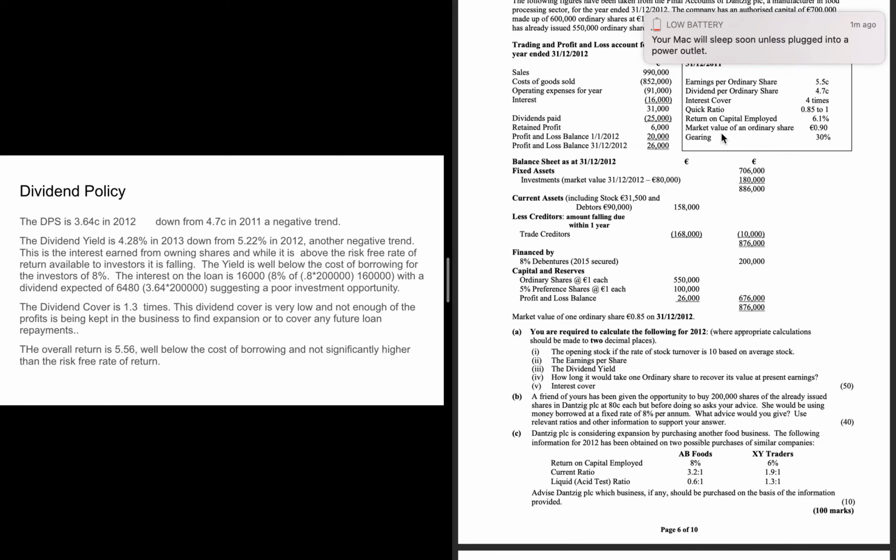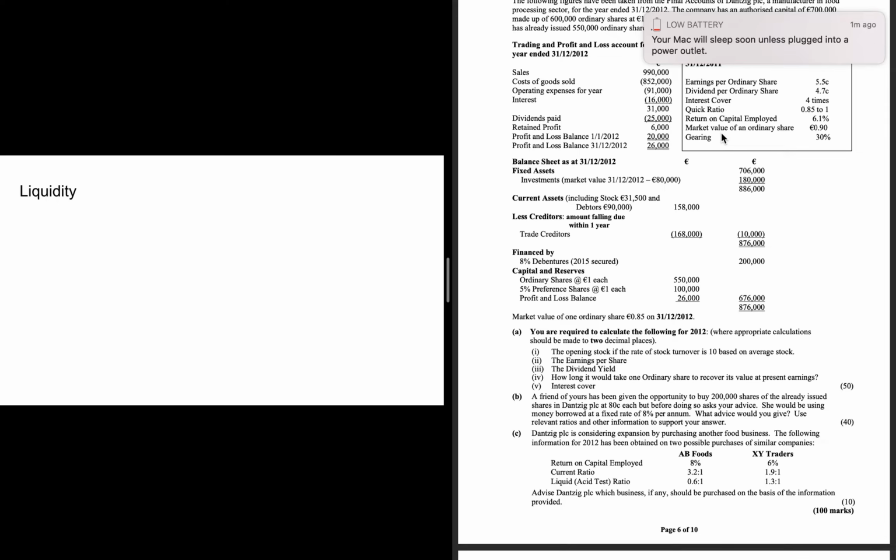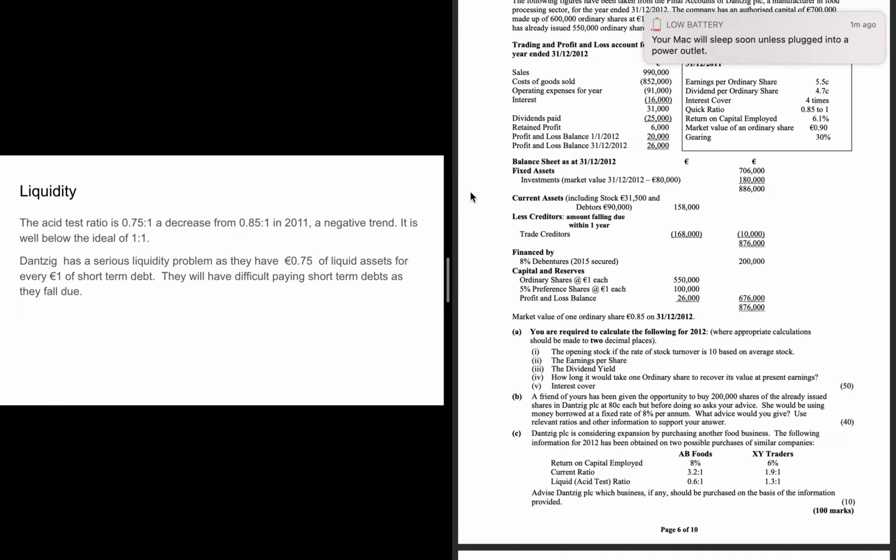Okay, so that's our dividends done. Our liquidity, the acid test, is 0.75, so current assets minus closing stock, so 158 minus 31.5 is 126.5, and compare that to 168, it's 75%, so it's 0.75 is to 1, and it's down from 85 cents is to 1, so that's a negative trend, and both are well below the ideal of 1 is to 1. So they have a liquidity problem. They've only got 75 cents of liquid assets for every euro of short-term debt, and they'll have difficulty paying their short-term debts as they fall due.